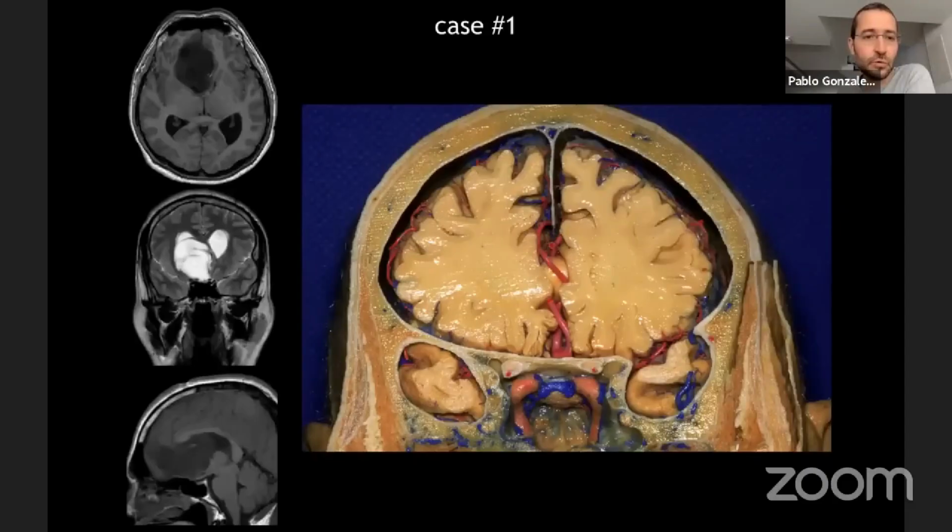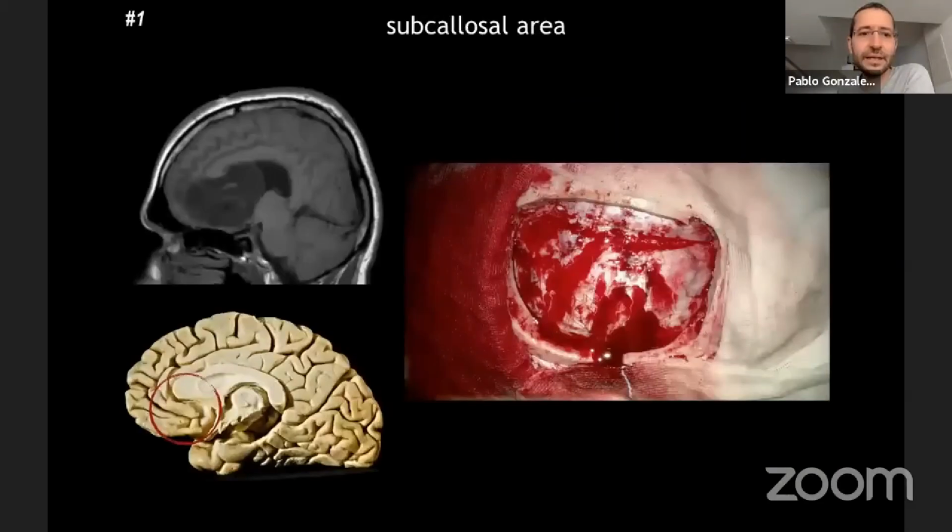This is a patient who we received 2 weeks ago in our department. He came with a headache and some personality disturbances, and you can see this low-grade glioma growing mainly in the subcallosal area. So the first step is identifying where the tumor is growing. The subcallosal area is in the midline, the most basal and anterior part of the limbic system, just below the rostrum and genu of the corpus callosum, as you can see in this sagittal section.